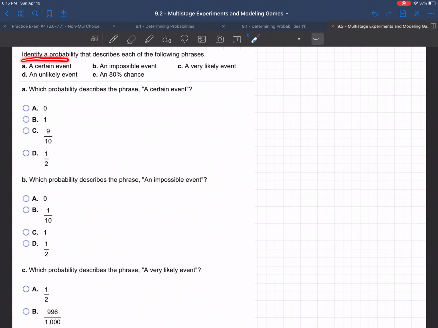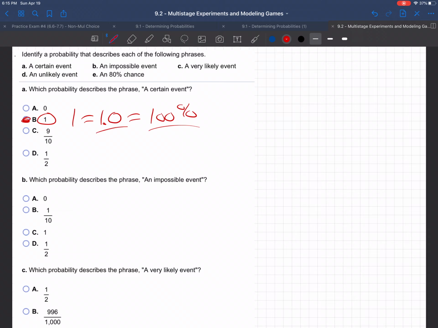Okay, identify a probability that describes each of the following phrases. So, what probability describes the phrase a certain event? So what's a certain event? That's B, 1. Right, because 1 is the same as 1.0 decimal is the same as 100%.